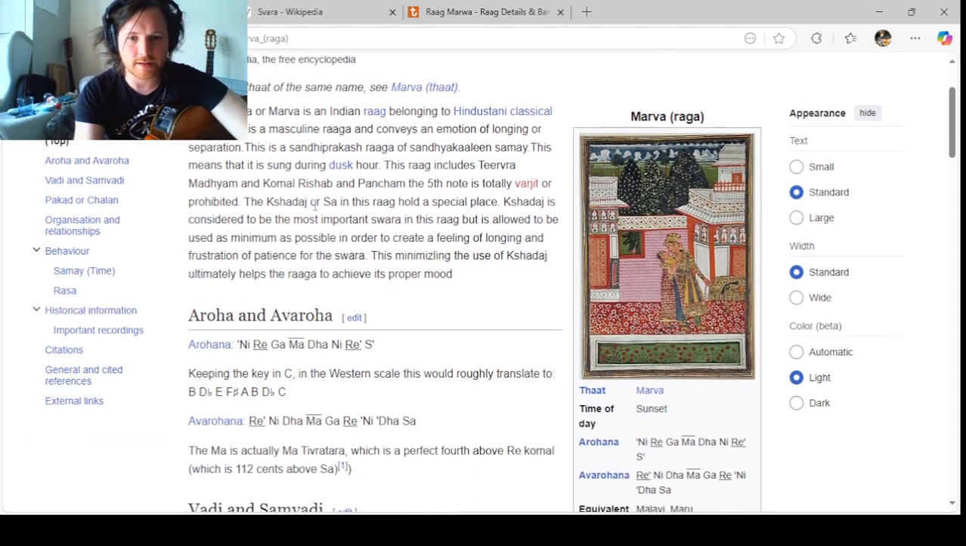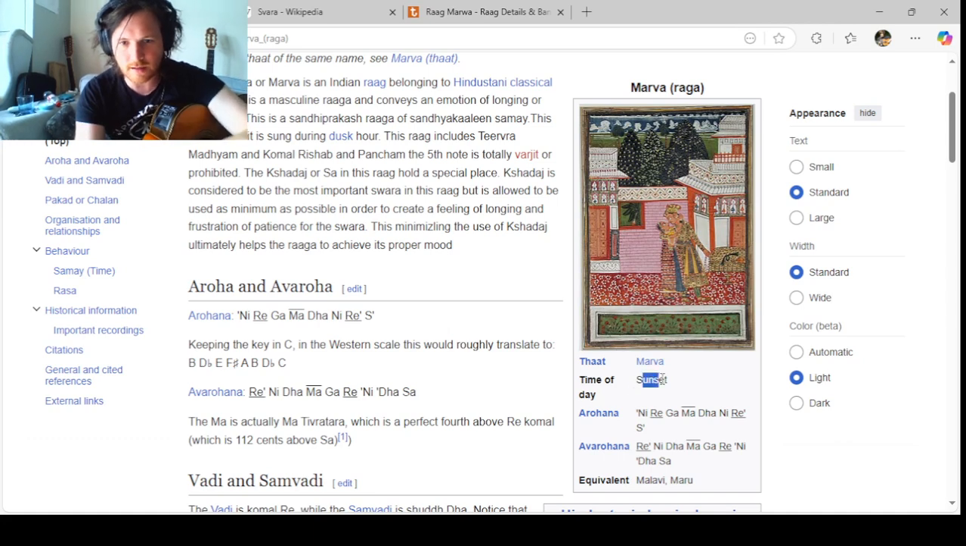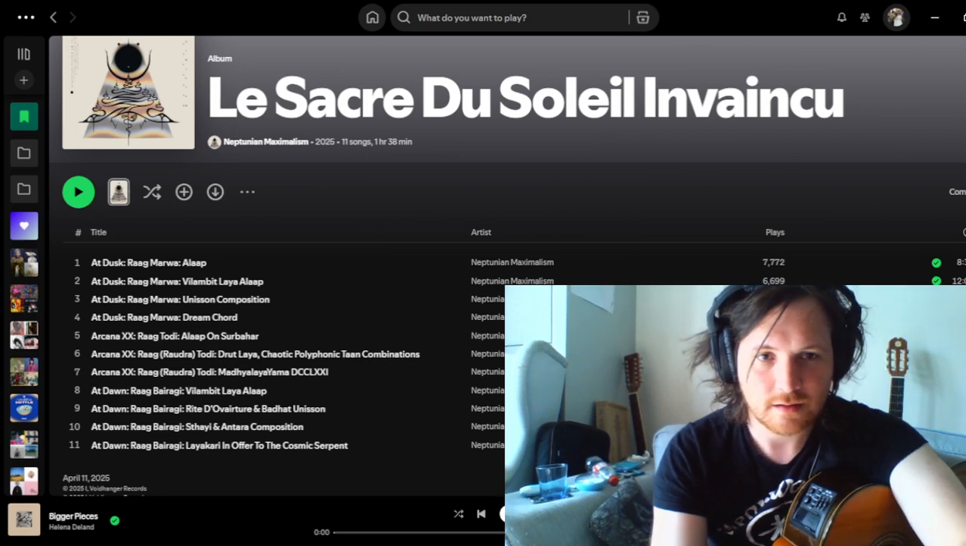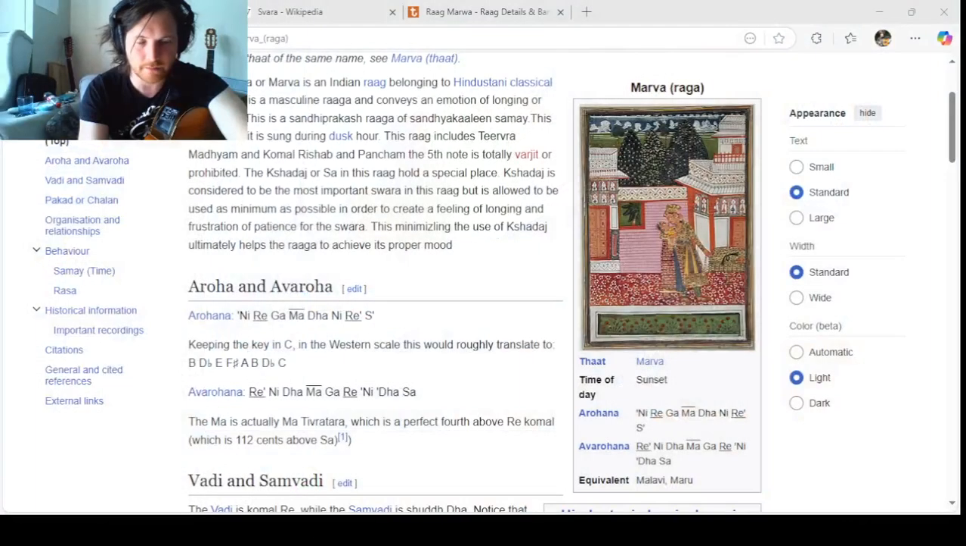Yeah, so this one is interesting. It says time of day sunset over here. Oh, actually, you're not going to be able to see that. What do I need to do? As you can see over here, this one's at dusk. So, pretty similar idea. Wow, that's not right. Okay, there we go. At dusk, which is basically sunset, isn't it?